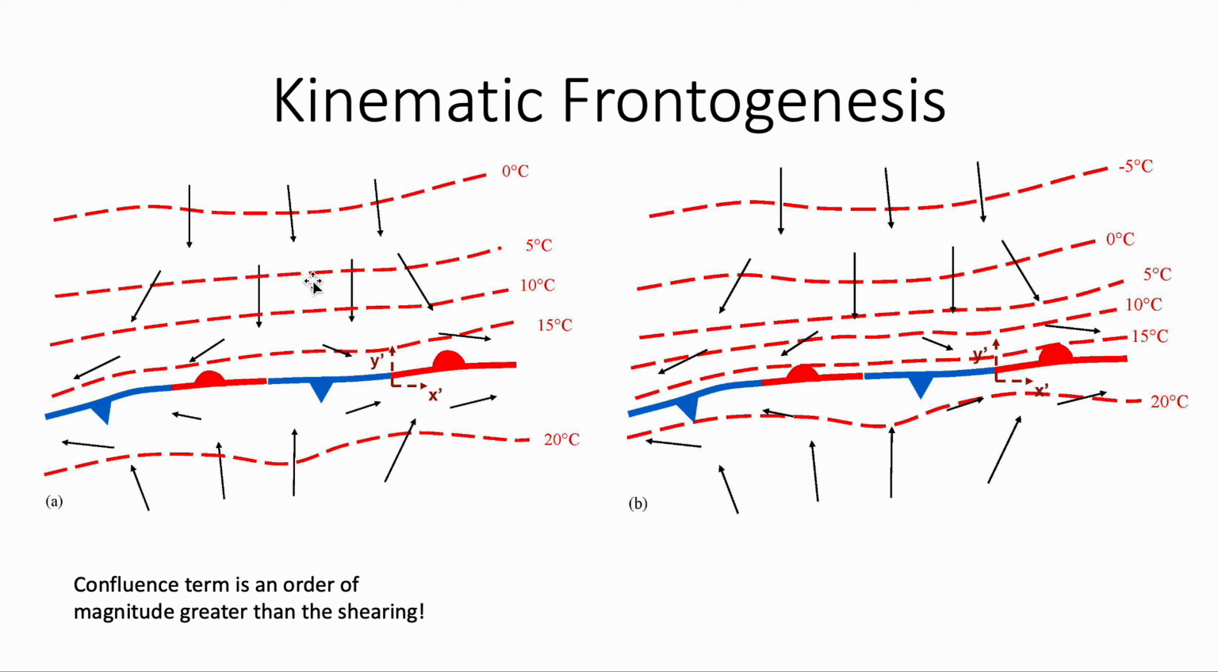If the wind is blowing in this way and there is some kind of confluence over here, this will cause a convergence of the isotherms over here along the front. So this will cause a strengthening of the front. And this term is important because if you do some scale analysis, you can show that this is actually often an order of magnitude greater than the shearing term. So this is a very important term.